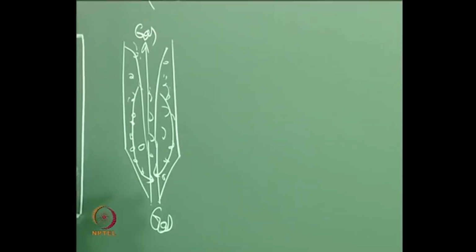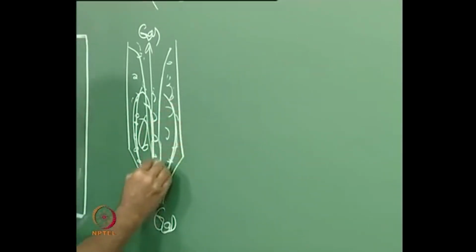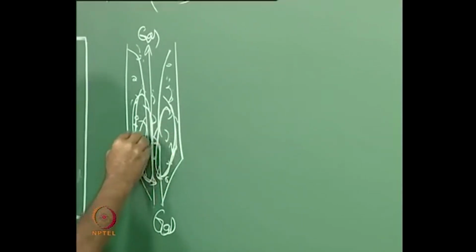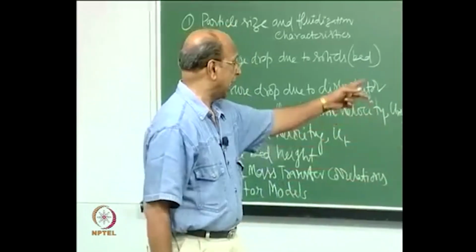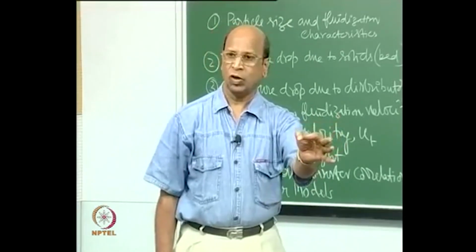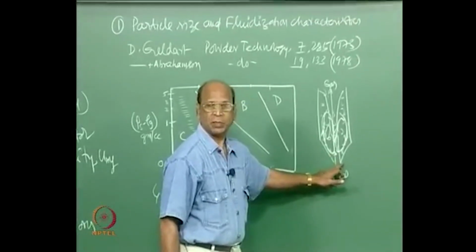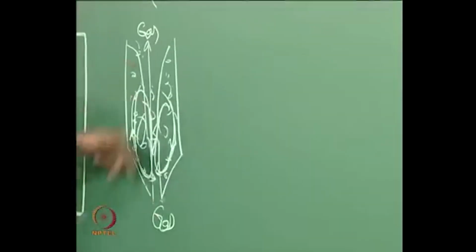You do not have uniform exposure of each and every particle, but on average, because of these circulations, you will have good drying characteristics. The advantage here is that I do not have to use very high gas velocities, because only that spout I have to manage, where like Umf you have the spouting velocity. What is the minimum spouting velocity where the circulation starts?